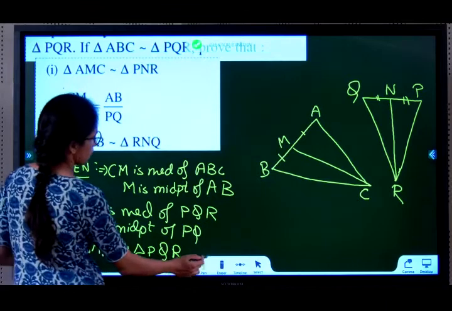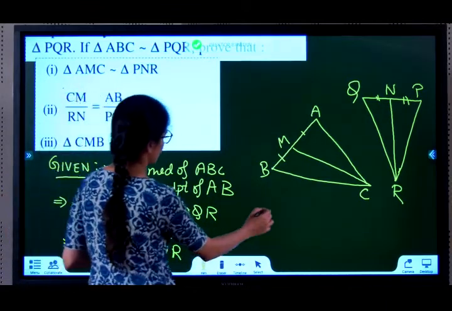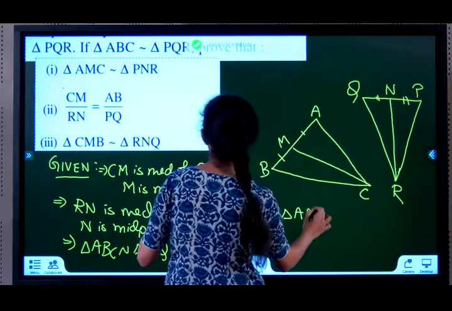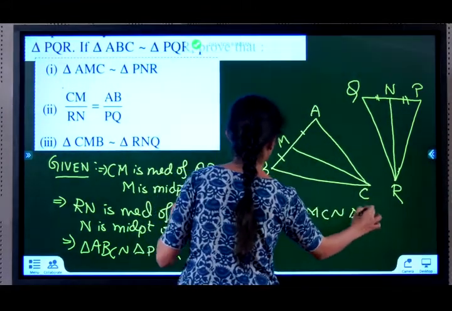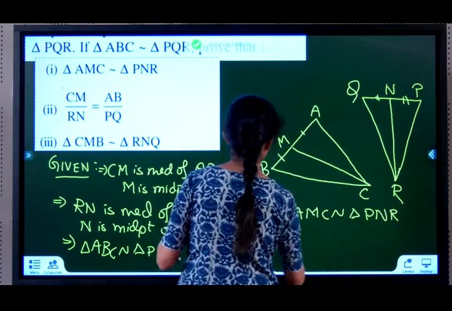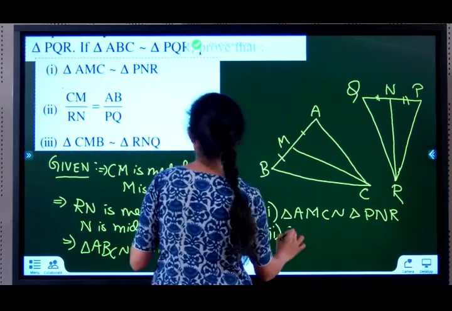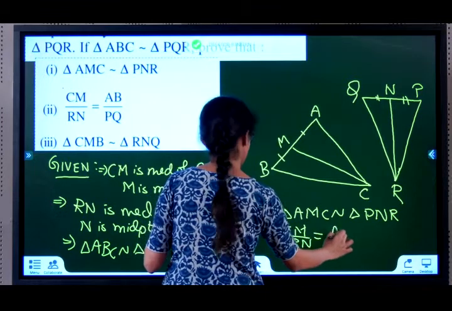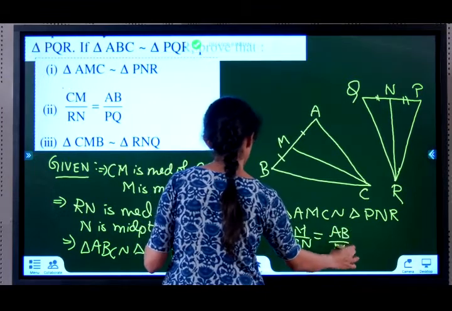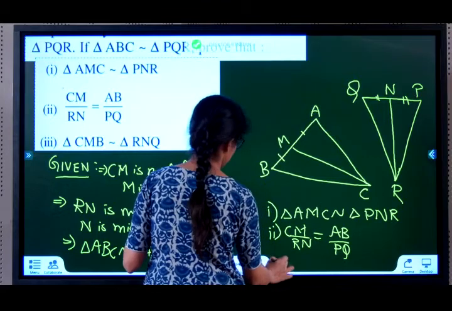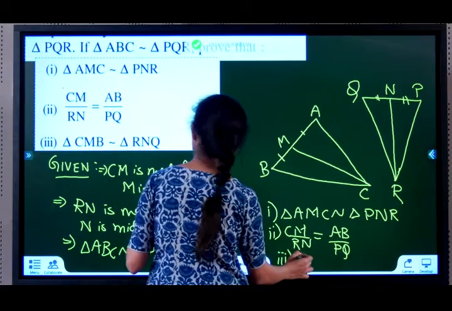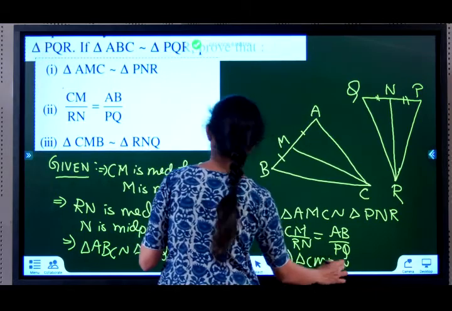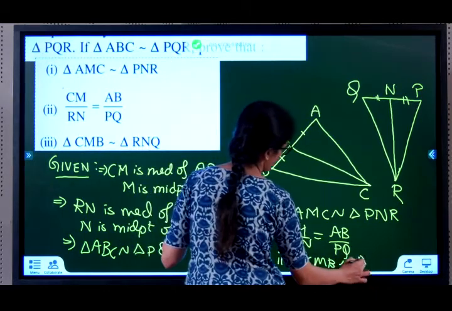Now, whatever proofs we need, I will just write it here because we need it for reference later. Triangle AMC is similar to triangle PNR. We also need CM by RN is equal to AB by PQ. And lastly, we need to prove that triangle CMB is similar to triangle RNQ.